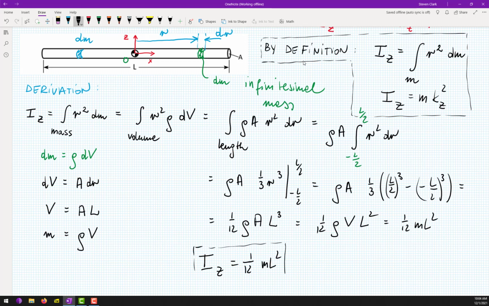You probably run into this expression in statics or maybe even in high school. So just in case you're wondering where this expression comes from, this is where it comes from. Any questions? Easy? Yeah.